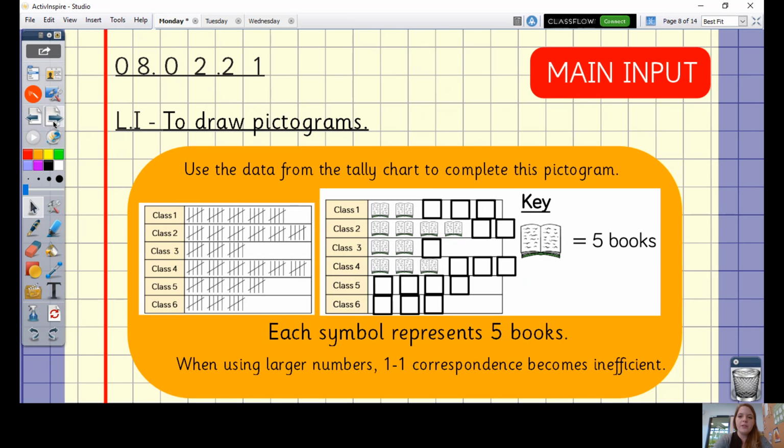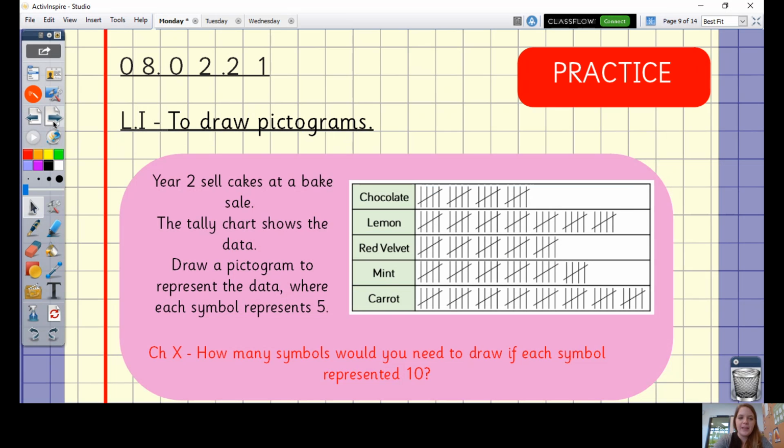Okay, so finally then for your practice. Year 2 sells some cakes at a bake sale. The tally chart shows this data. Draw a pictogram to represent the data. And your key needs to be each symbol representing 5. So draw out the pictogram on a piece of paper that you have quickly available.